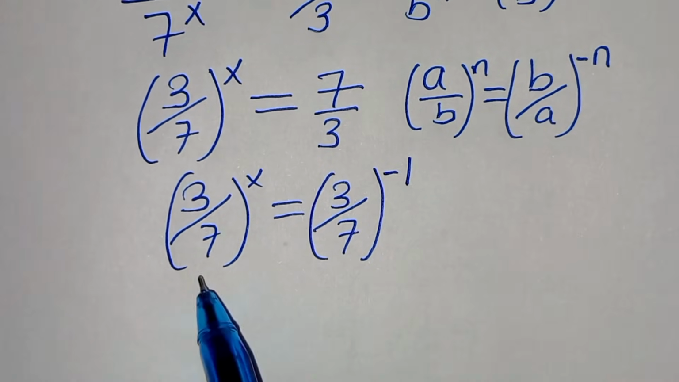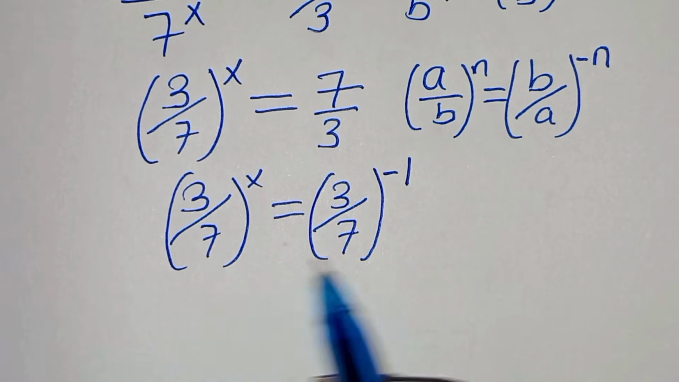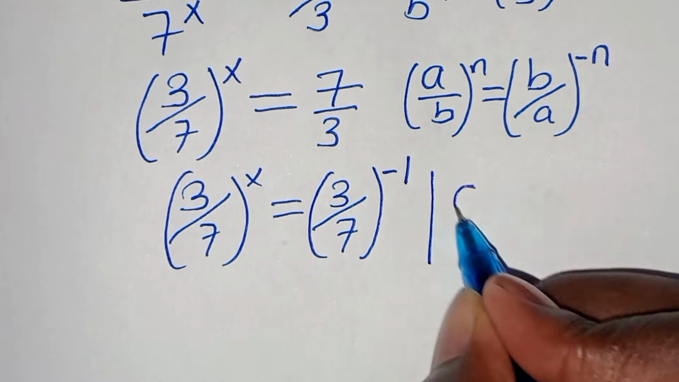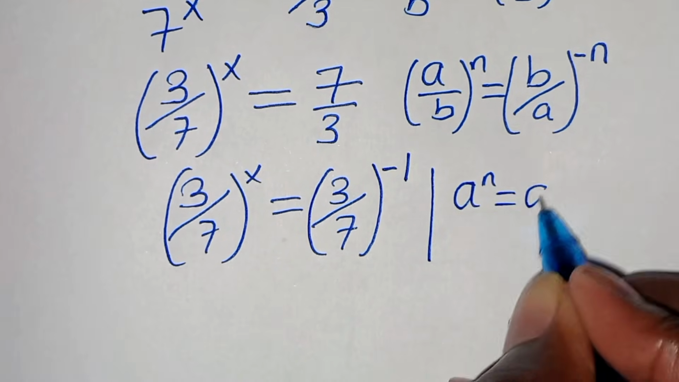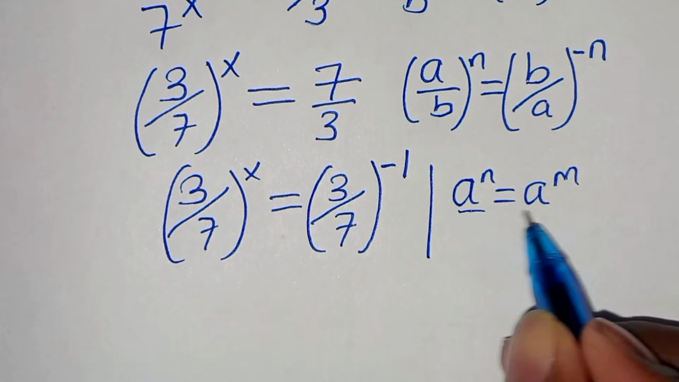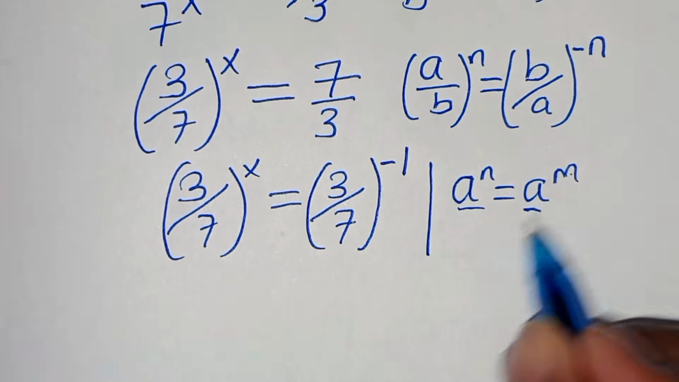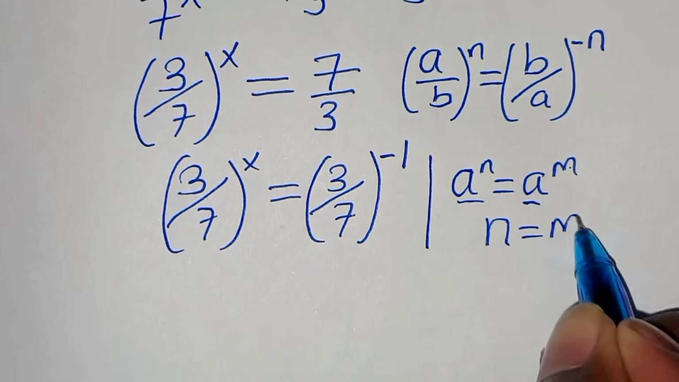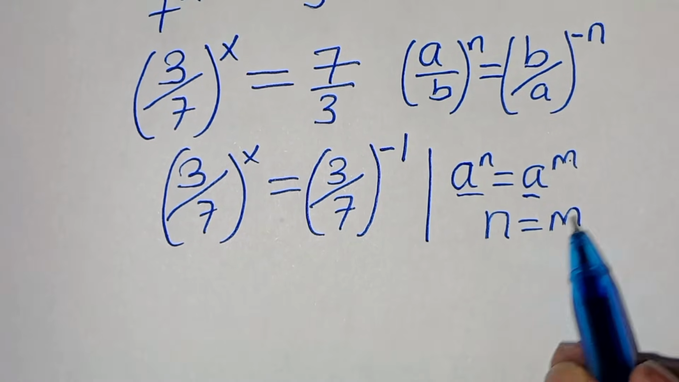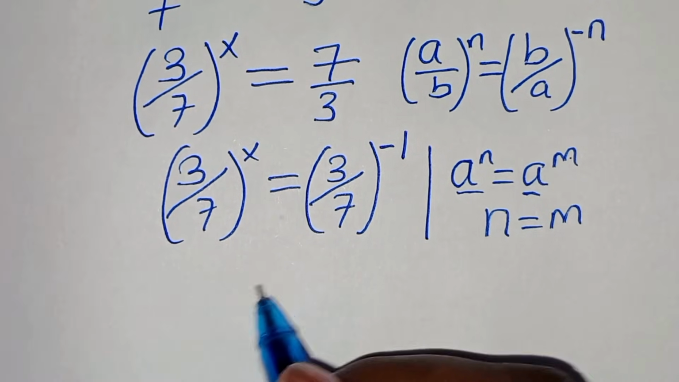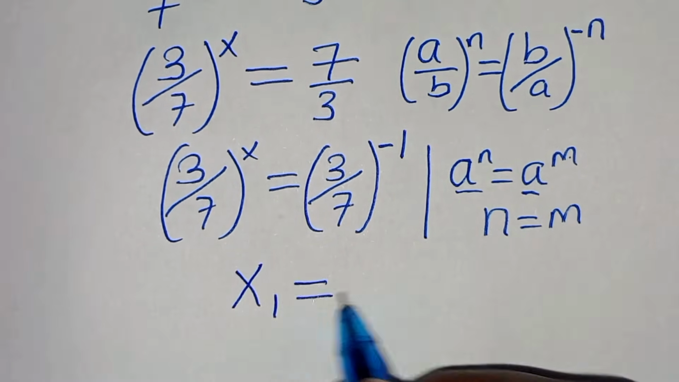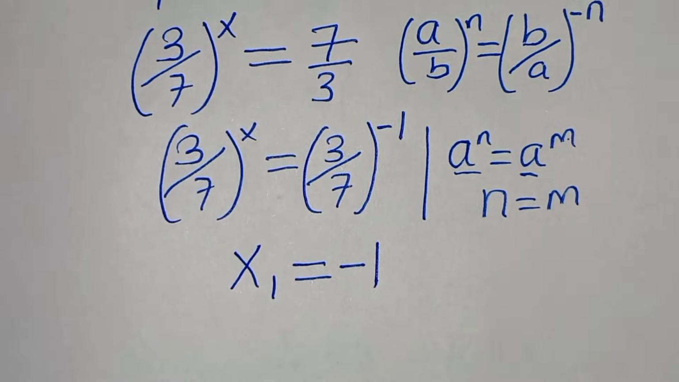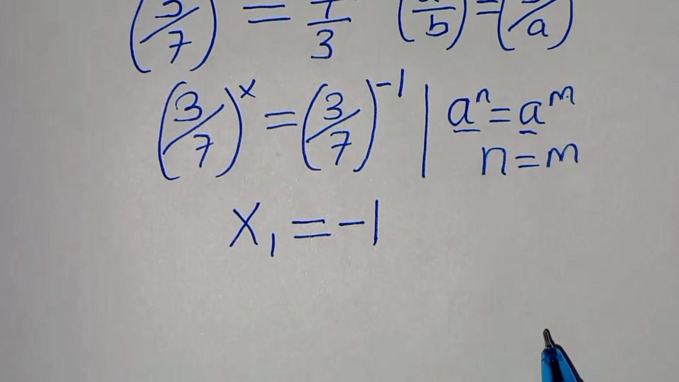So it's clear that the bases are common here. What we mean is that A to the power of n is equal to A to the power of m. Since the bases are common here, exponent n is equal to m. So applying this property, then this means that x1 is equal to minus 1.